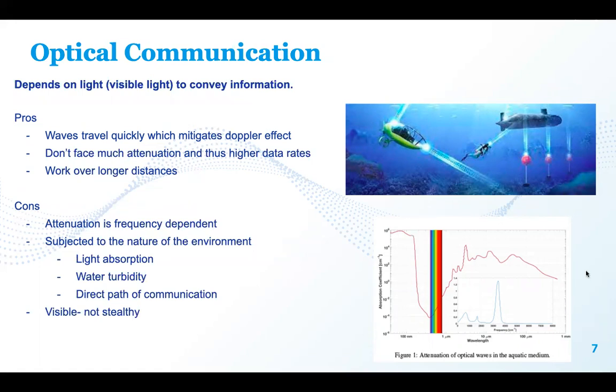But the cons are the attenuation is frequency dependent. As you can see in this graph, the lowest attenuation we see is with the blue-green waves, right? So we must only use blue-green light to communicate, which can be tricky and not very practical. As well as this sort of communication is very subject to the environment, right? So light can get easily absorbed, or if the water is not clear, then it won't be able to convey the light properly. And you must have a direct path of communication between the transmitter and receiver, which is often not viable. And this form of communication is also visible, so it's not very stealthy for Navy use.